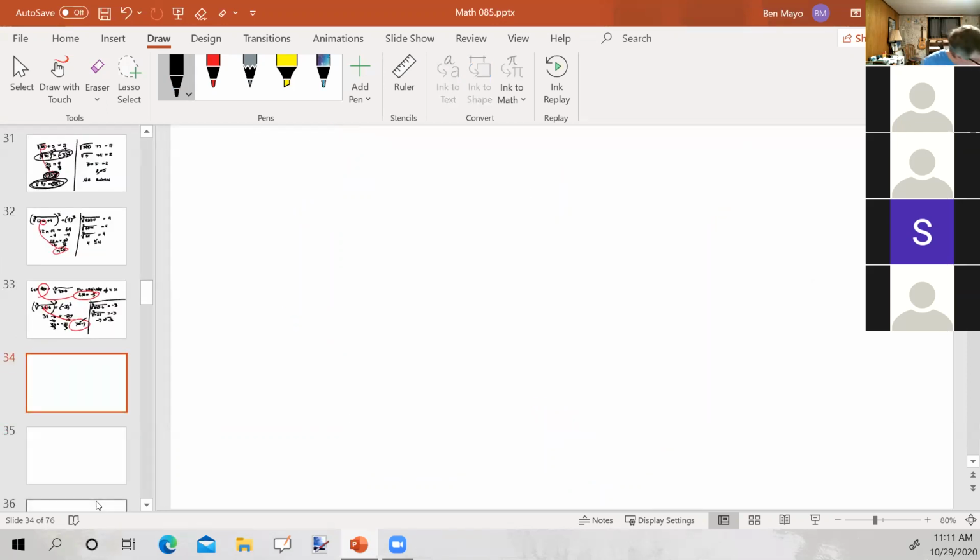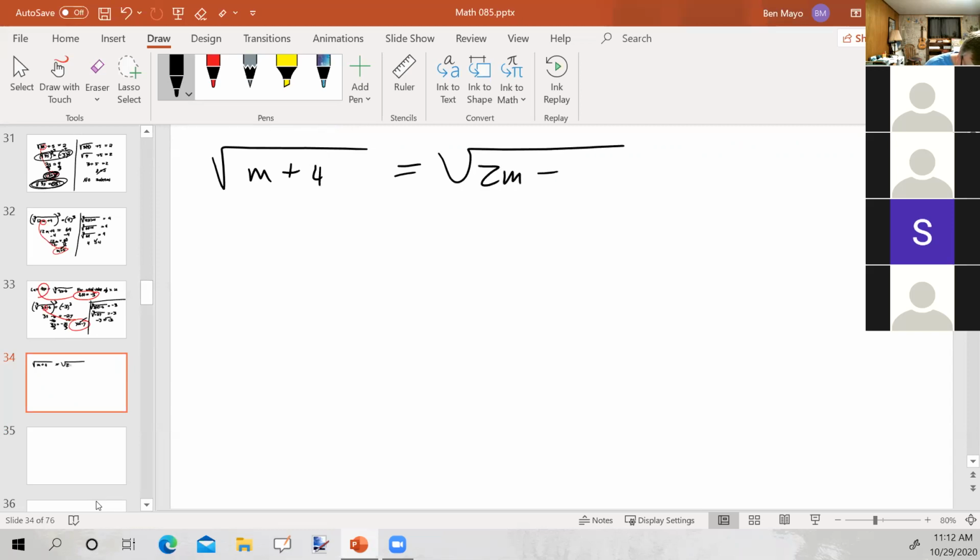Now we've got a situation where we've got two radicals, one on both sides of the equation. So the square root of m plus 4 equals the square root of 2m minus 5. If we have one radical, we want to isolate it completely. If we have two radicals, we want to separate them.